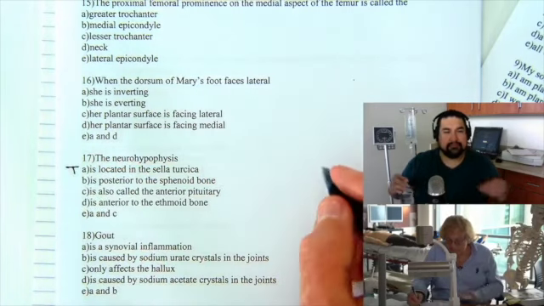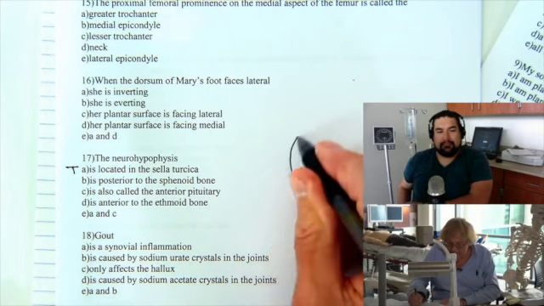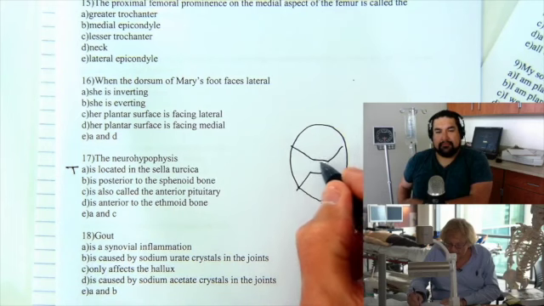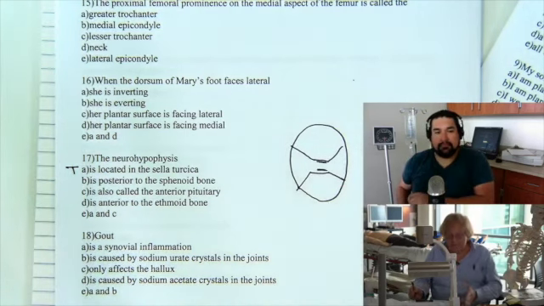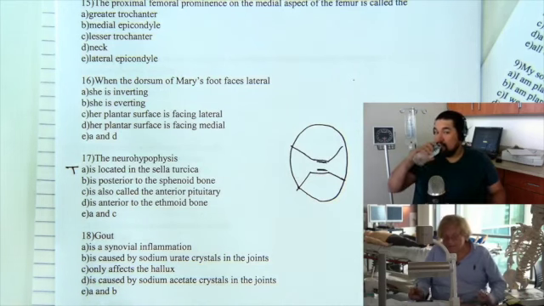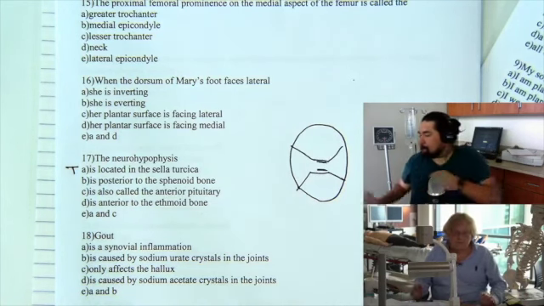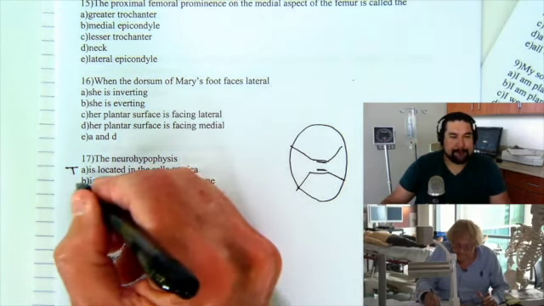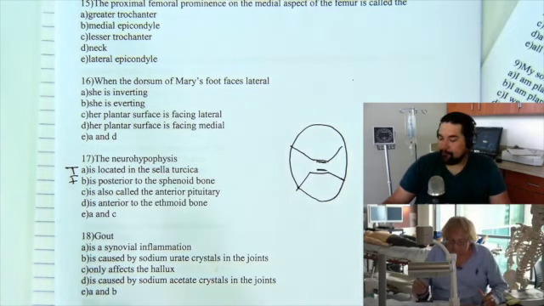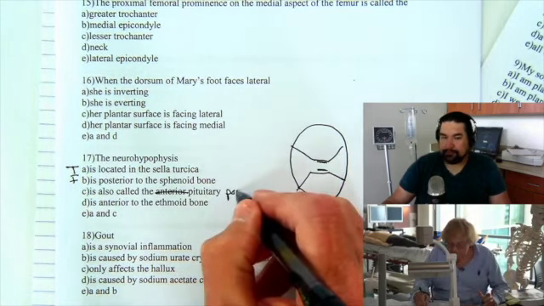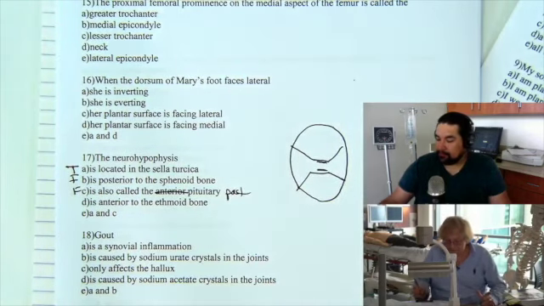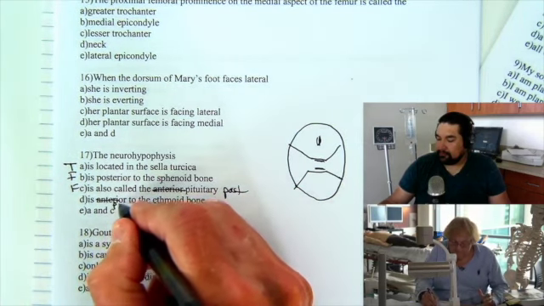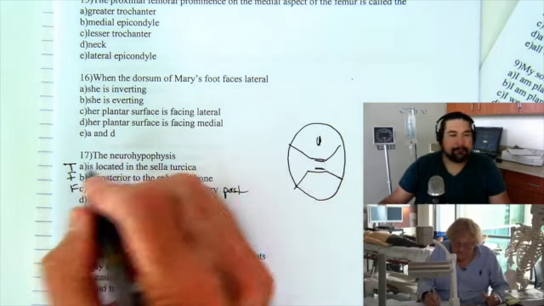It's in the sella turcica, because remember, if this is that cranial vault, and this is the sphenoid bone coming down, this is the sella turcica, and the neurohypophysis is nothing more than the posterior pituitary. So it says it's located posterior to the sphenoid bone. No, it's part of the sphenoid bone. It's called the anterior pituitary. No, it's called the posterior pituitary. So that's false. It's anterior to the ethmoid bone. Well, that's up here. So it's not anterior to the ethmoid bone, it'll be posterior. So the only correct answer there would be A.